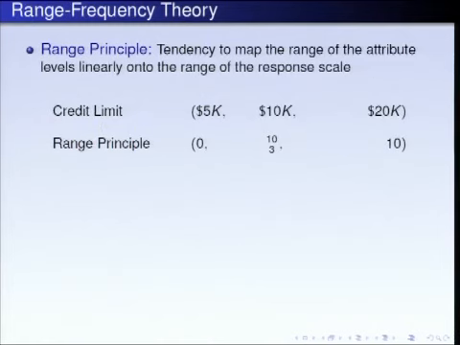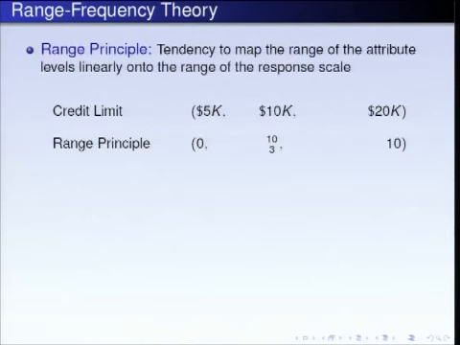The range principle says the following. Let's, for the sake of argument, say that somebody rates the lowest level as 0 and the highest level as 10, which of course they don't, but we'll worry about that later. Then this level here is 1/3 of the way up the scale. So the range principle says that the person would rate that 1/3 of the way up the scale, so 10/3, 3 or 4.